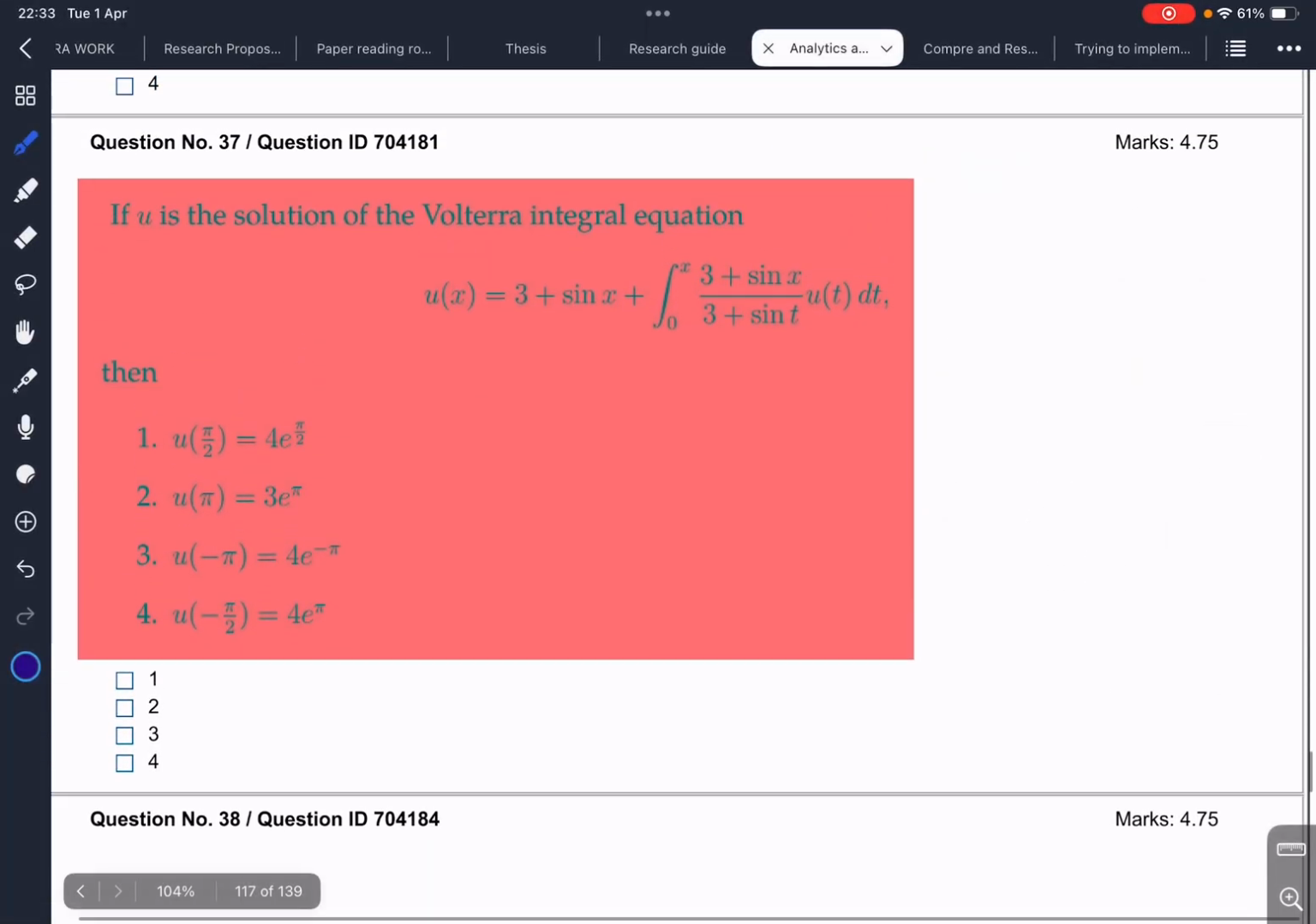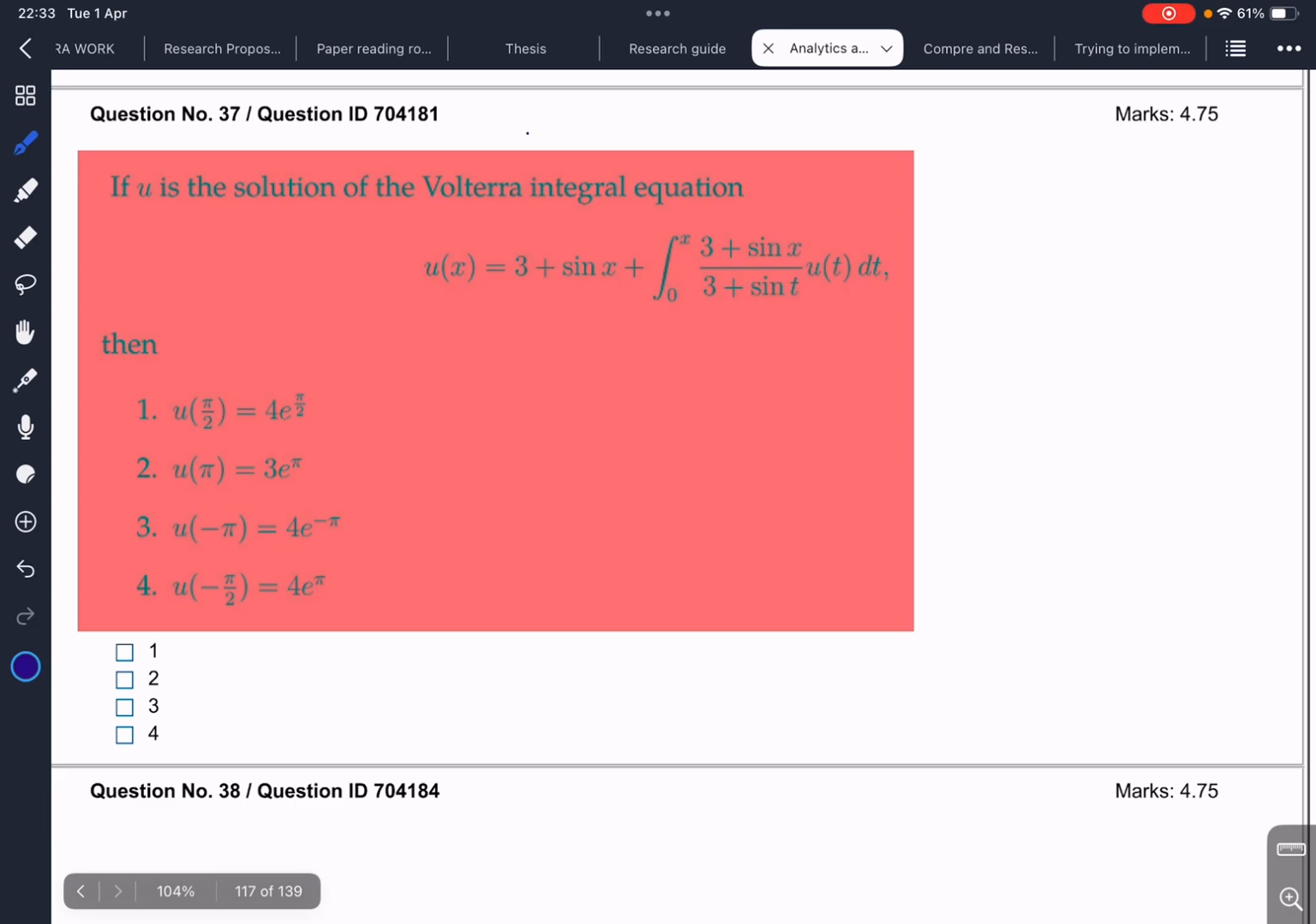Hello everyone, today we will solve this CSIR NET Feb 2025 question, which is a question of Part C, and the question ID is 704181. So the question is, if U is the solution of the Volterra integral equation given like this, then which of the following conditions will it satisfy?